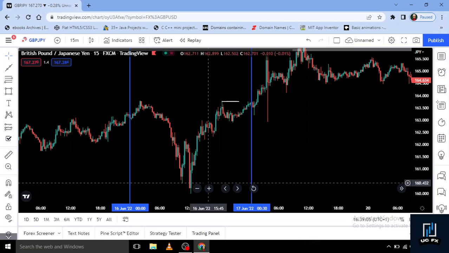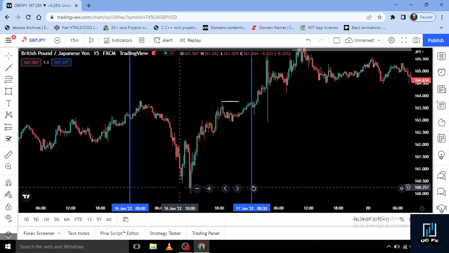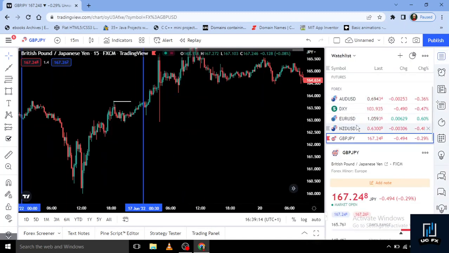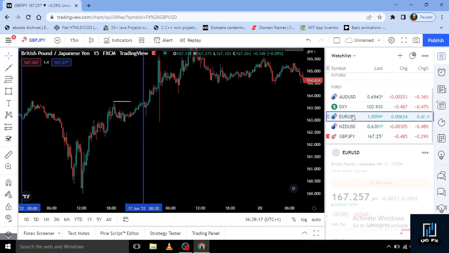Then we'll be hearing stuff like premium price, equilibrium price, and discount prices. Then let's use another chart for this. Let's use maybe the Euro USD.